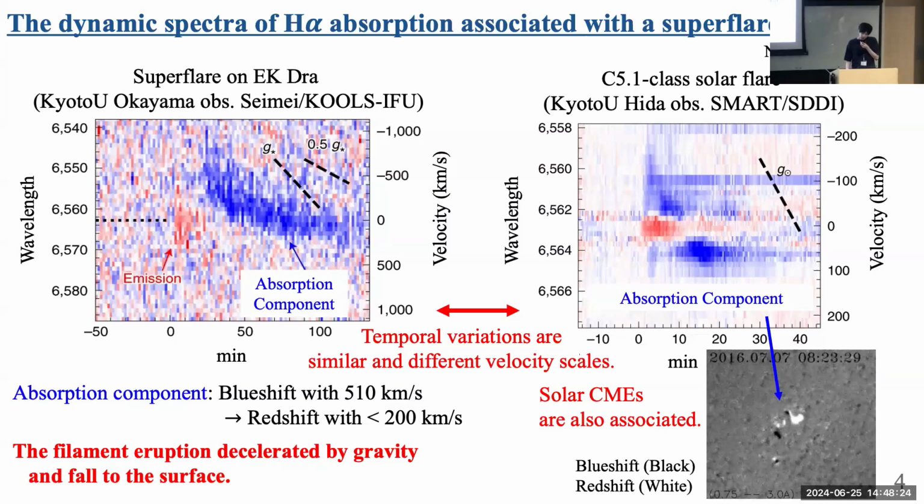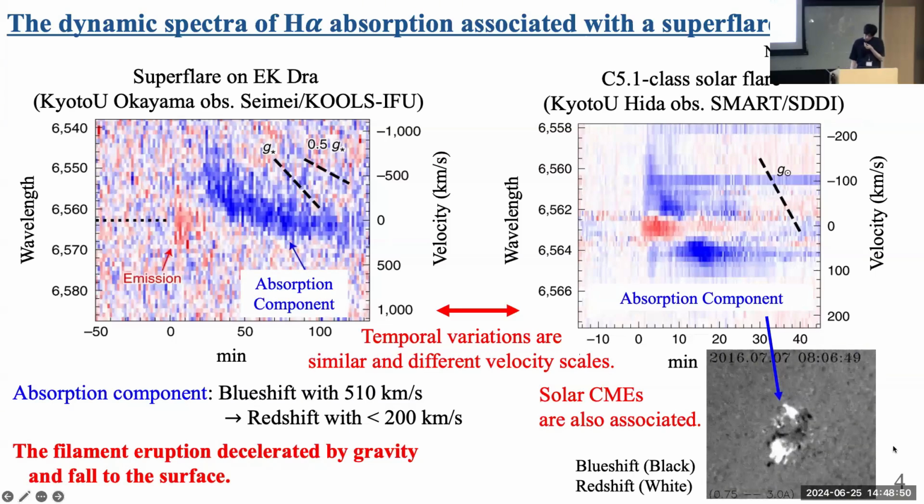For EK Dra, the erupting filament had a velocity of 500 km per second as the blue shift, decelerated by gravity and fell to the surface. The terminal velocity is up to 200 km per second, observed as a red shift.